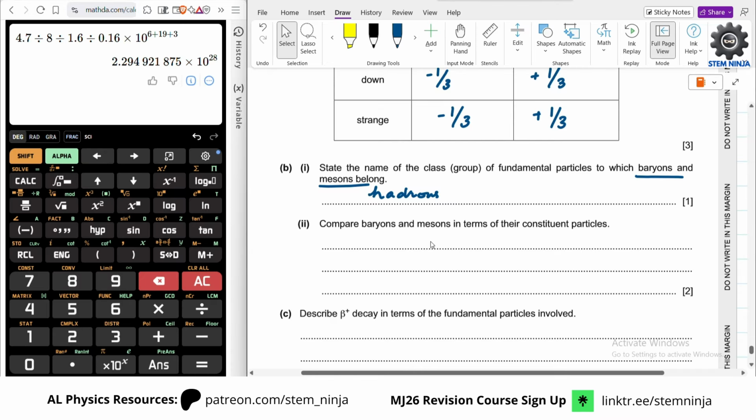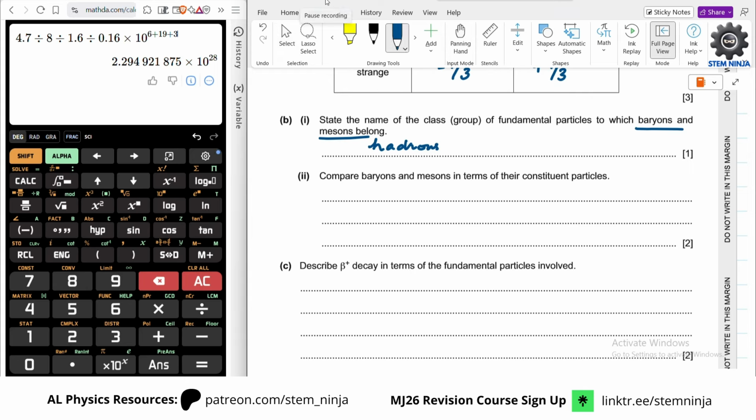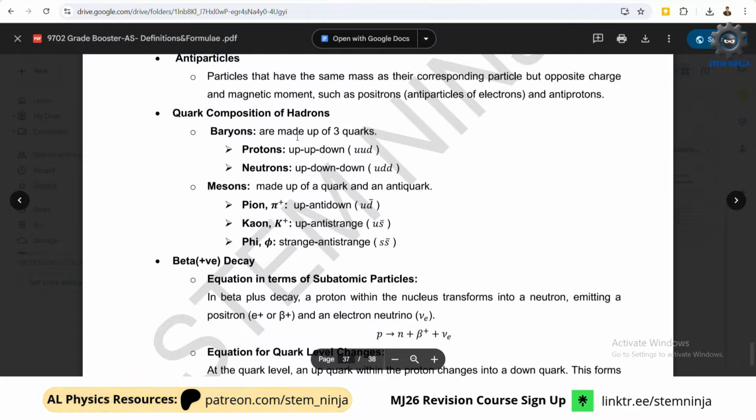Compare baryons and mesons in terms of their constituent particles. So also you can see this in the grade booster pack. See this. Baryons are made up of 3 quarks, but mesons are made of a quark and an anti-quark. So that's basically what we need to know. So either they're made of 3 quarks or 3 anti-quarks also, but mesons are a quark and an anti-quark.